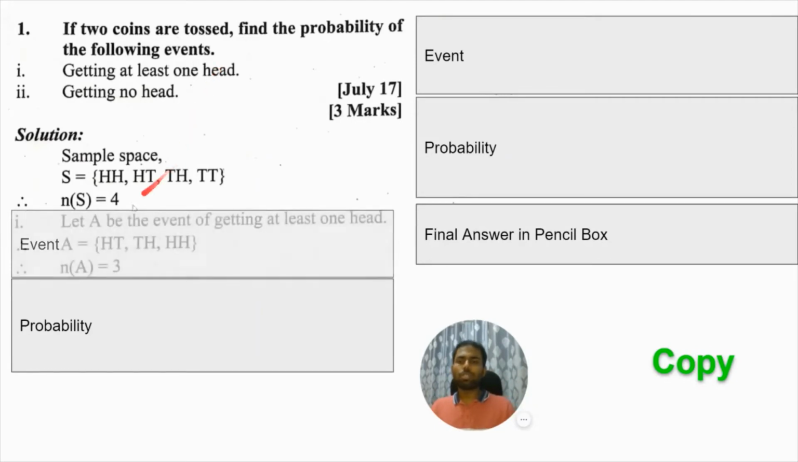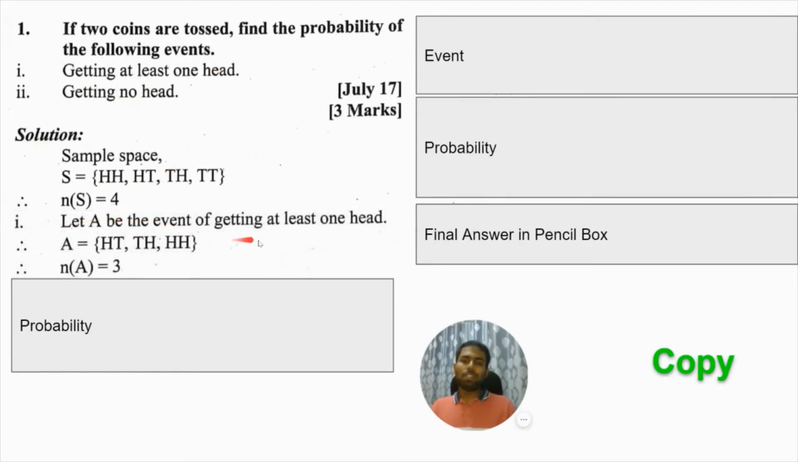Okay. So let me first write, let A be the event of getting at least one head. Because it was not written here which event it is, event A, B, C, P, Q, R, you have to give a name to that event. So you write let A be the event of getting at least one head, which was given in the question. Now at least one head means even one head will work, more than one will also work. So two heads is okay, one head is okay, no heads will not work. So the first three elements will come here. So the number of elements in A is 3.